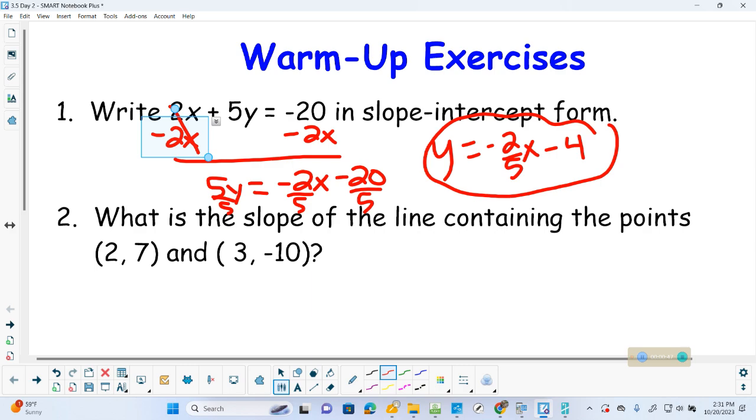Negative 2/5. What would be the y-intercept? And I like your negative 4. I'm going to nitpick it though. 0, negative 4. It has to be that ordered pair. I can't help myself. Okay, slope of the line.